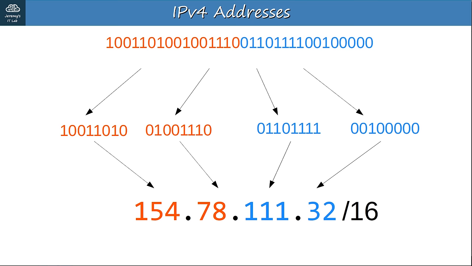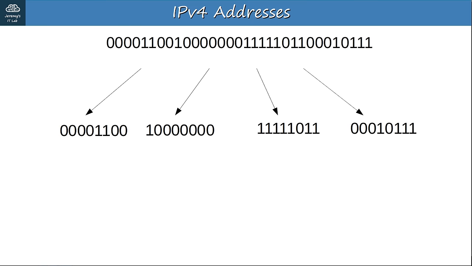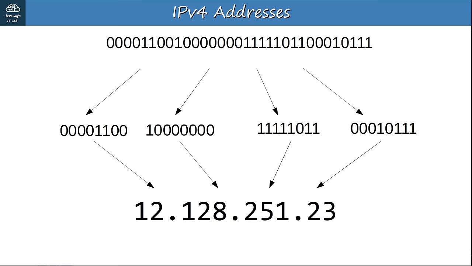Let's do one more example. Here's another IPv4 address. Try to convert these 32 bits into dotted decimal. Pause the video now if you want to try. Okay, so you can divide the 32 bits into 4 octets like this, and then convert the octets into dotted decimal like this. This time it's slash 8, so which part of the address is the network portion, and which is the host portion?